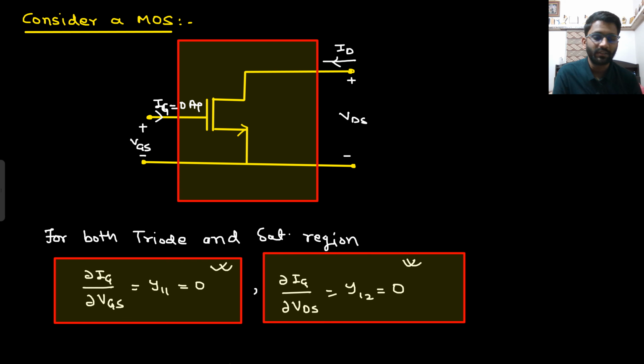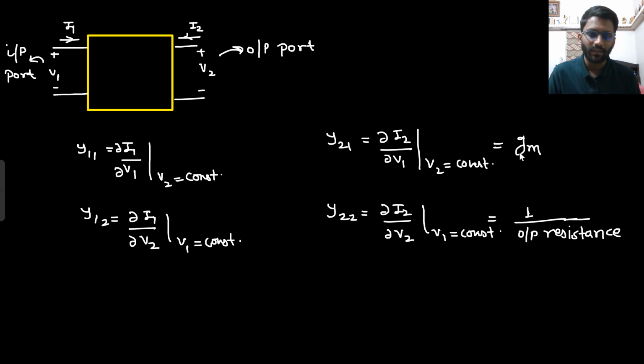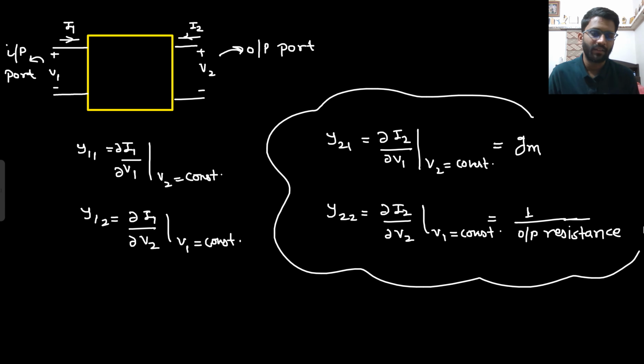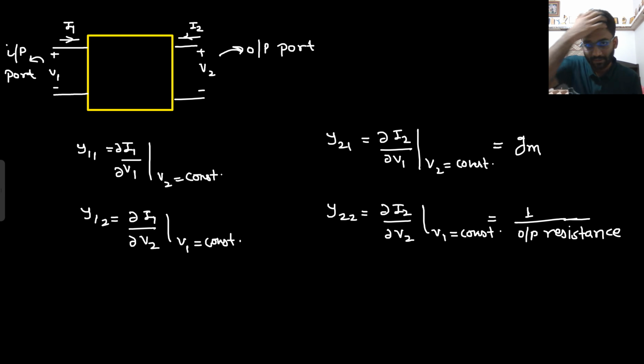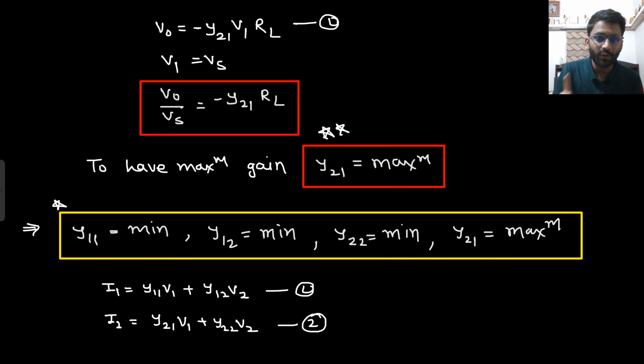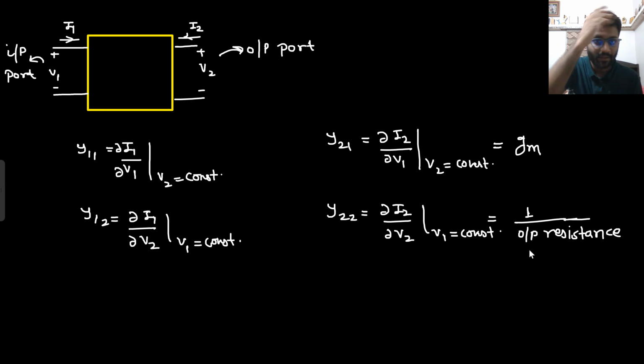Now talking about GM. These two are the deciding ones, whether we should go for triode region or saturation region. So what do you need? You need Y21 to be maximum. That means you need transconductance to be maximum. So now we are going to compare the transconductance of the triode region and the saturation region.